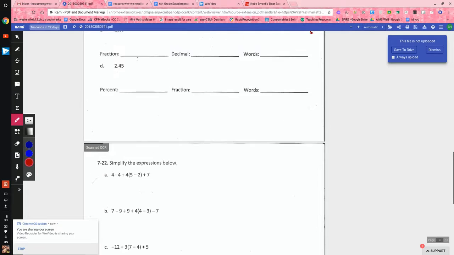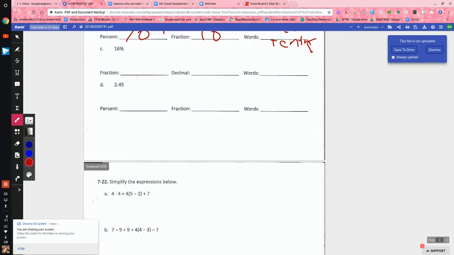Continue on to the last 2, 16%, 16 over 100. Or you can reduce that down to actually 4 quarters, 4/25. You decide. We got 16/100. And then words, again, since we had it, you can just write 16%.